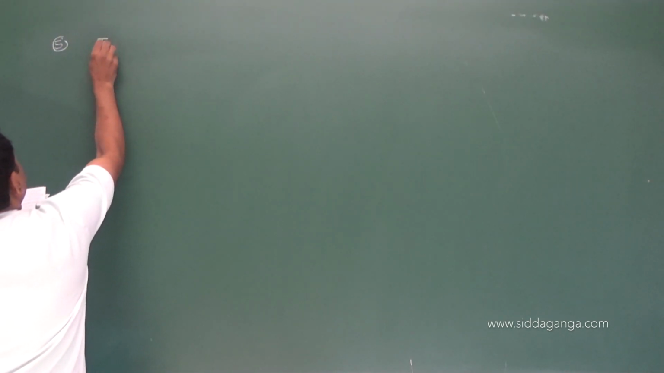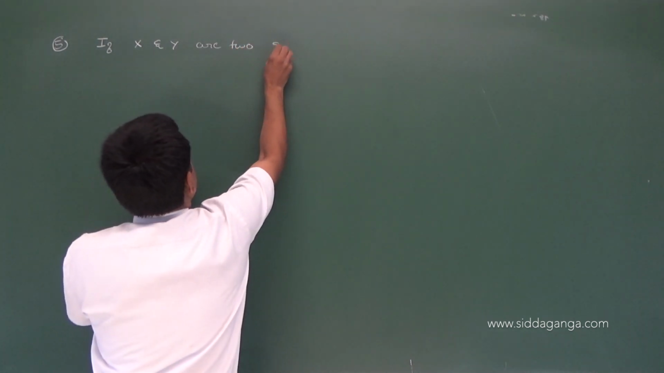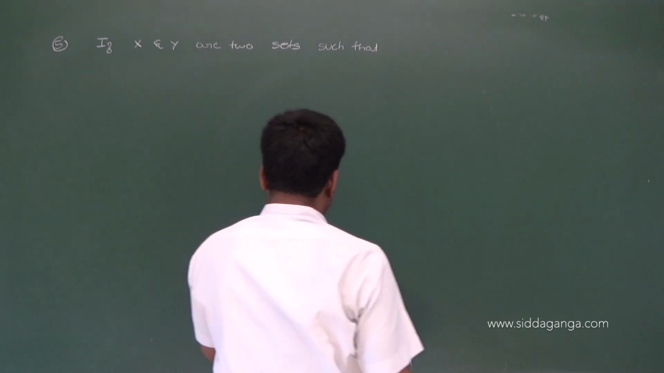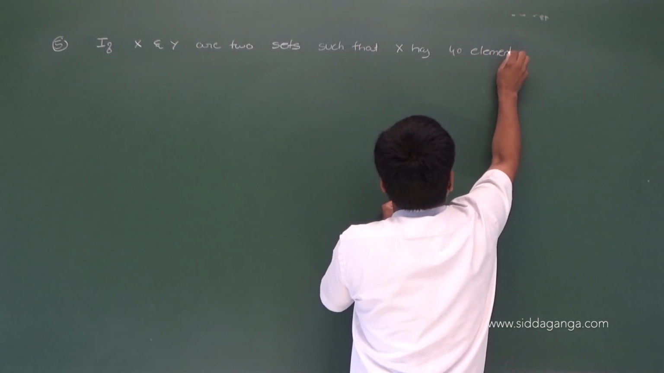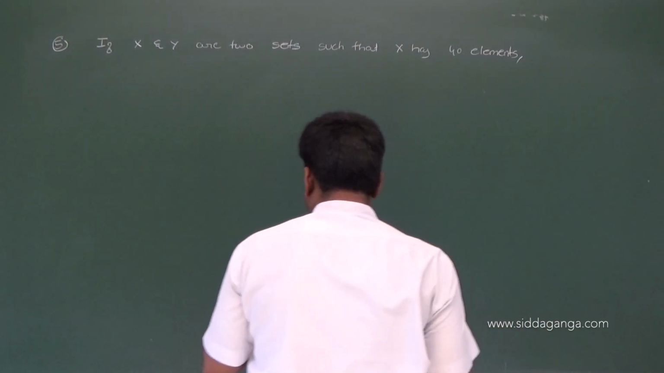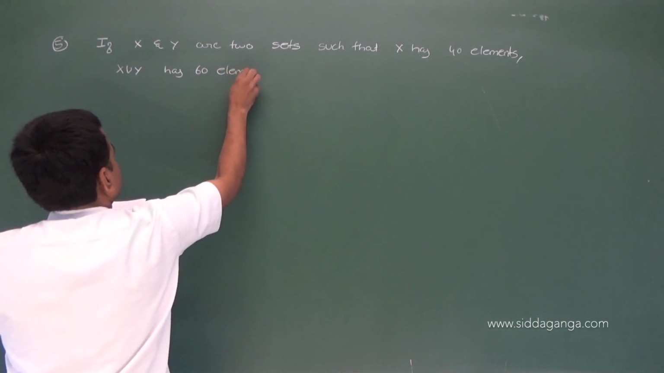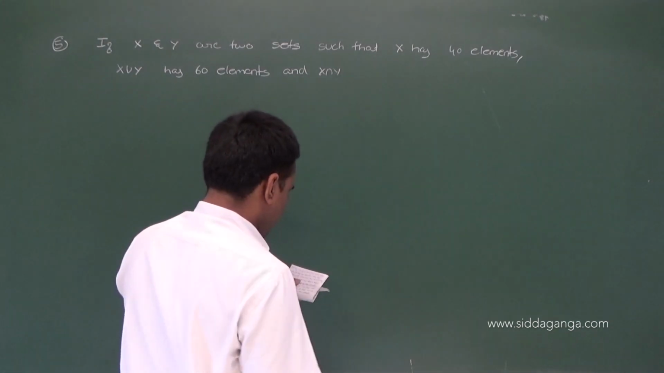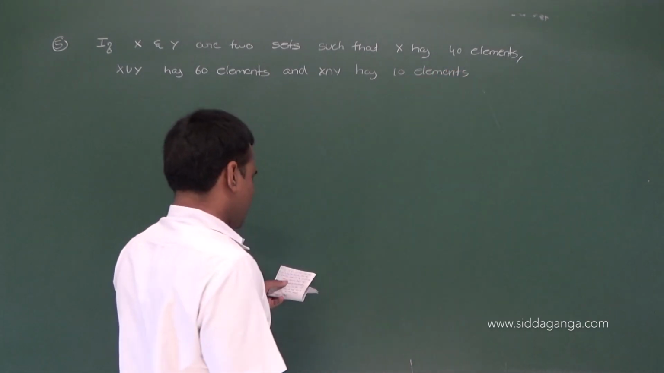Next, fifth problem. In exercise 1.6, if x and y are two sets such that x has 40 elements, x union y has 60 elements, and x intersection y has 10 elements.